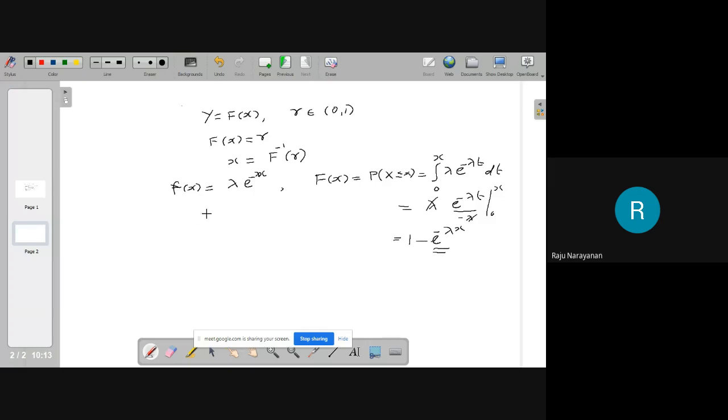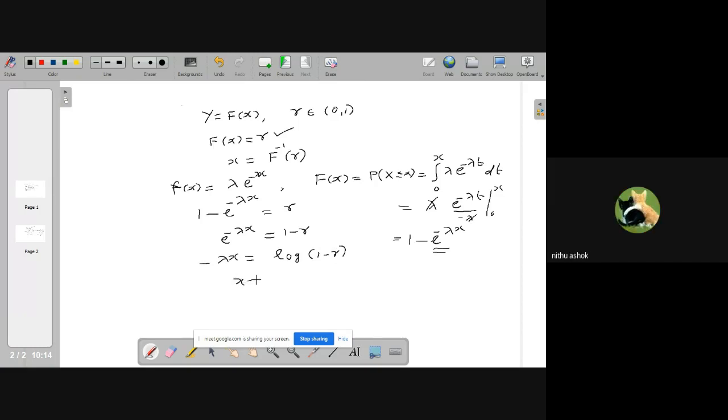Therefore, you take a random number between 0 and 1. Then you equate F of x is equal to r. Then 1 minus e raised to minus lambda x is r. Therefore, e raised to minus lambda x is 1 minus r. You take a logarithm. Logarithm of e raised to something is that something. Therefore, it is logarithm of 1 minus r.